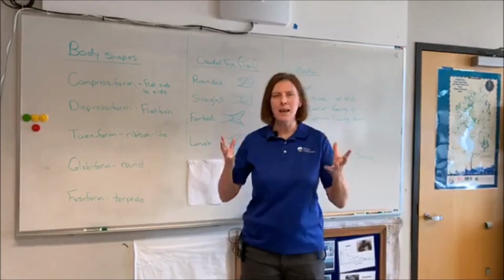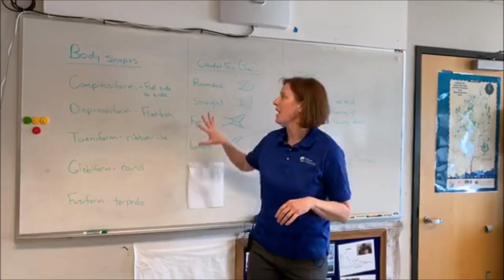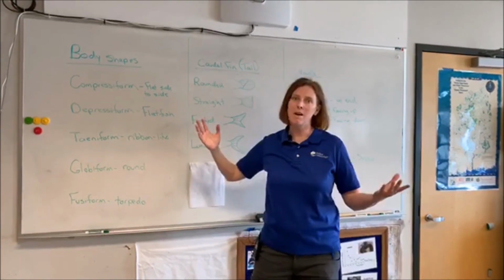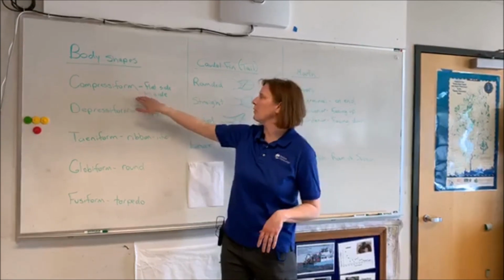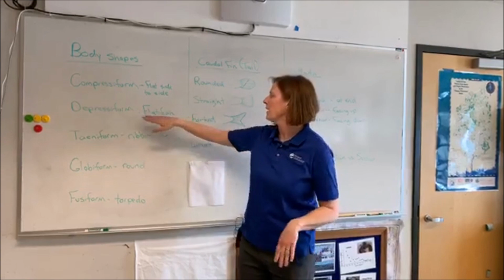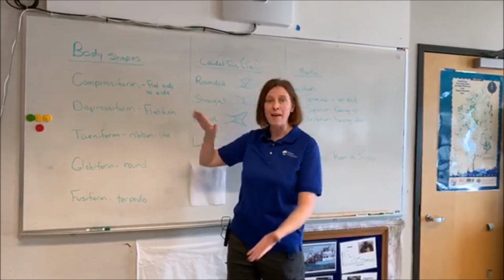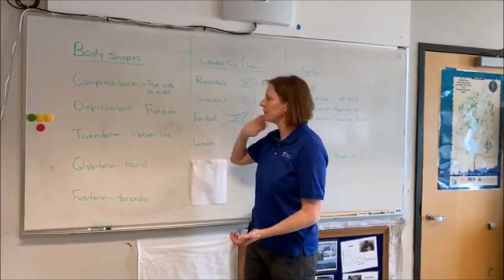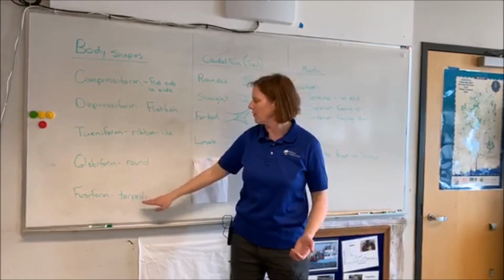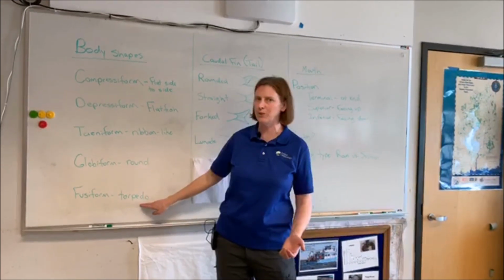The types of form we're going to really focus on today are the shape of the body of the fish. And fishes can be all different shapes. They can be compressiform, which means flat side to side. Think like Dory from Finding Nemo. Depressiform, which is a flat fish. Cteniform, which means ribbon-like. Globiform, which means round. And fusiform, which means torpedo-shaped.